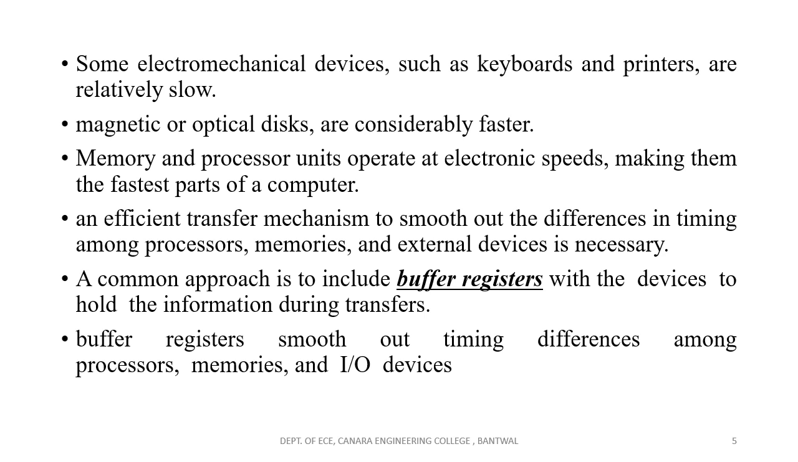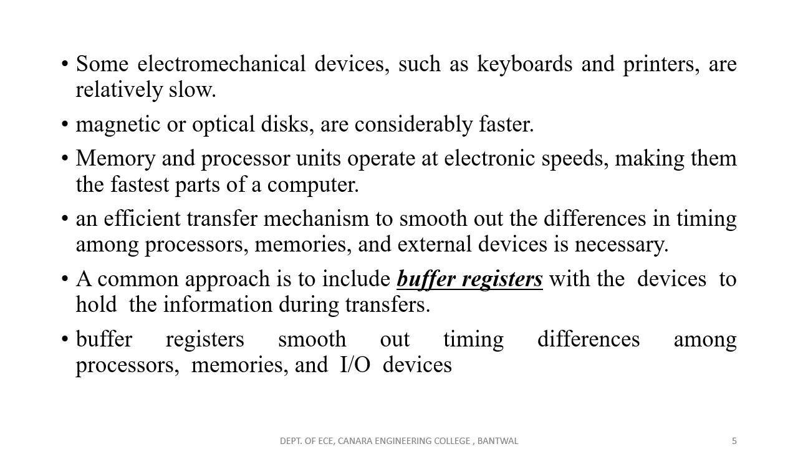In order to smooth out these differences, the common approach is to include buffer registers with the devices to hold the information during the transfers. So what happens if one of the units tries to transfer data? If there is no buffer register, the data is lost because the bus is not available to transfer data at that particular moment. Any other functional unit that tries to transfer data at that particular moment loses it.